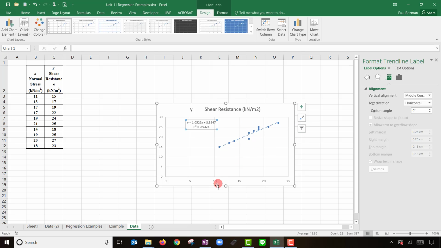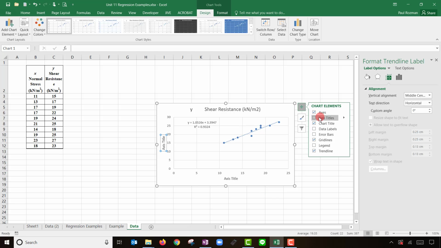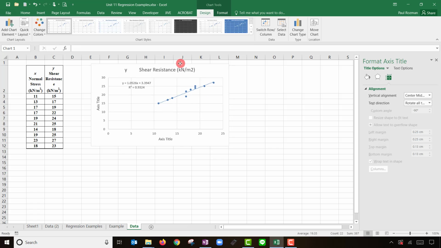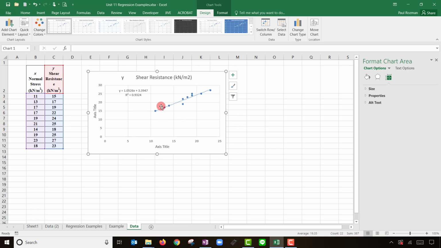Certainly, you'd probably want to add axis titles, and then label this thing all nicely. Give it a nice title. So that's how quick and easy it is just to get the rough chart. We have the slope and the intercept given there. We have our R squared given there.